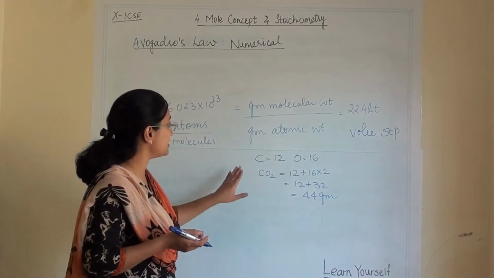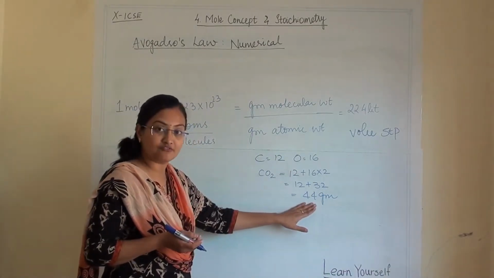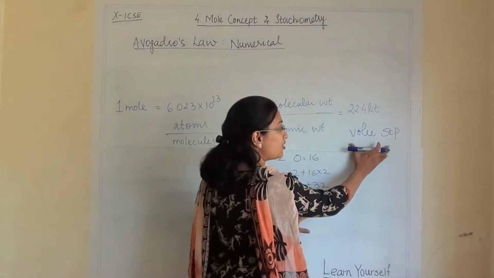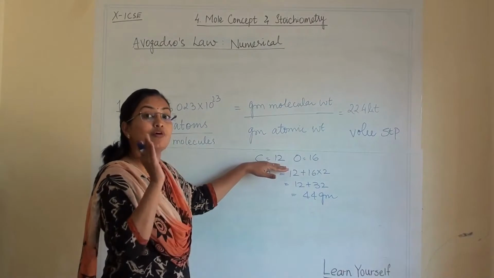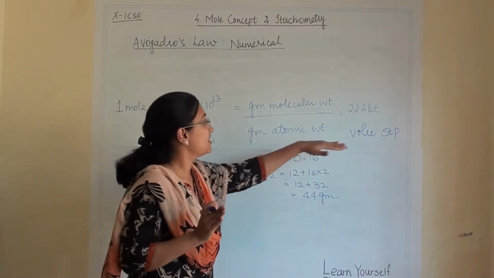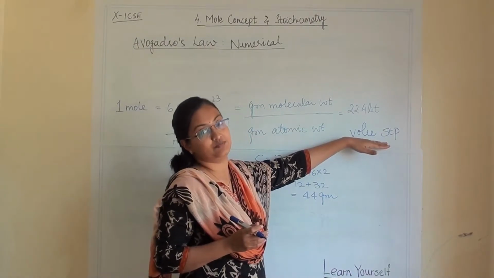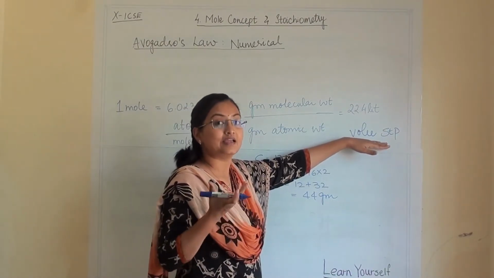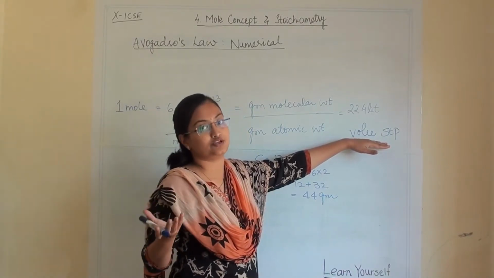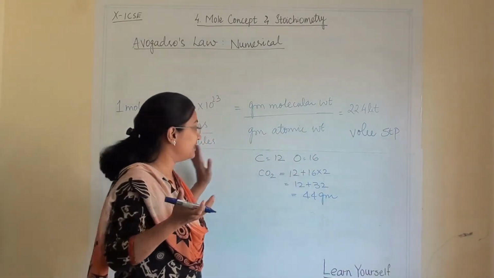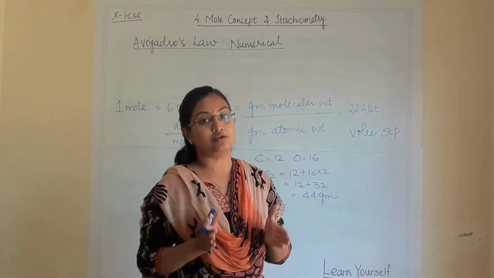It also means, for example, 44 gram of carbon dioxide will occupy this much space, or 12 gram of carbon atoms will occupy this much space at STP, or it carries this much volume at standard temperature and pressure. So you can relate this with all the atoms, all the molecules.